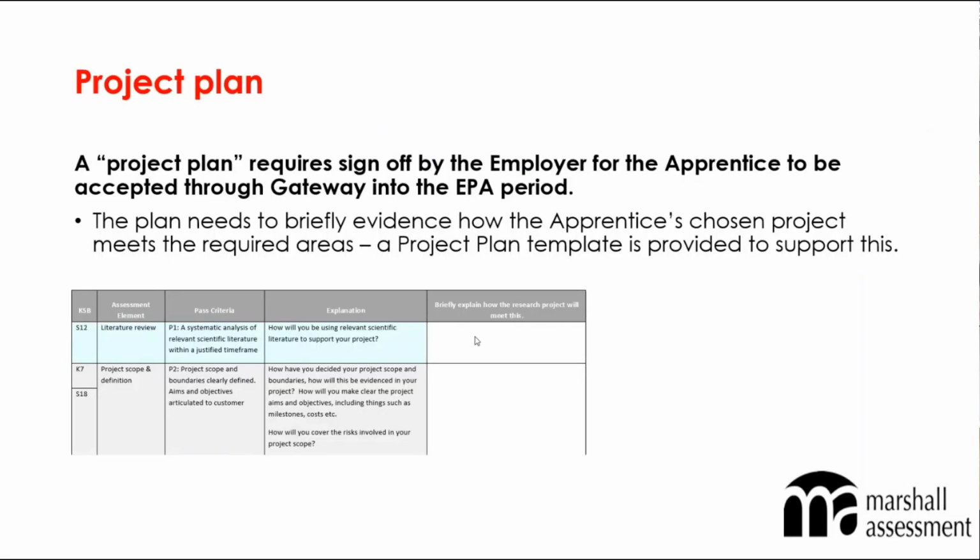And very simply, the project plan is a pro forma that we supply to MMU, and therefore they'll supply it to you, that lists all of the criteria for that particular endpoint assessment. And all we need is a brief explanation of how the project plan aims to meet those criteria. And there's 11 criteria. So it's 11 short statements really about how that learner is going to meet the project requirements. And that's a gateway requirement. So the learner can't move into the EPA period without completing the project plan.